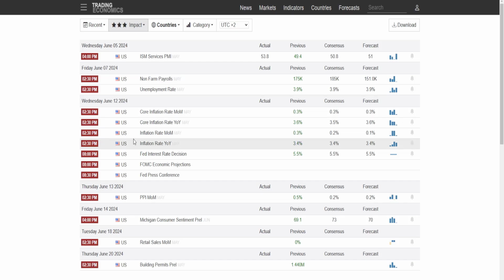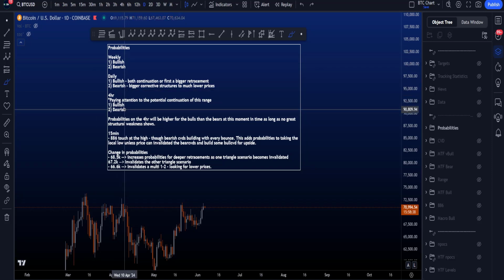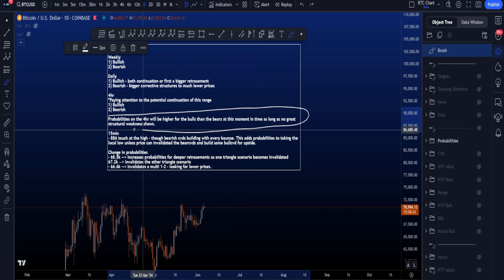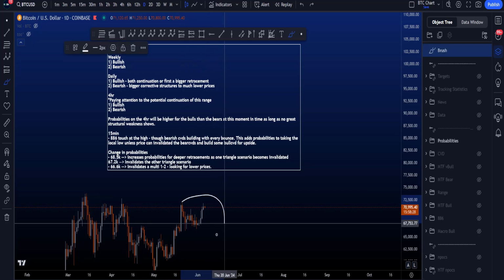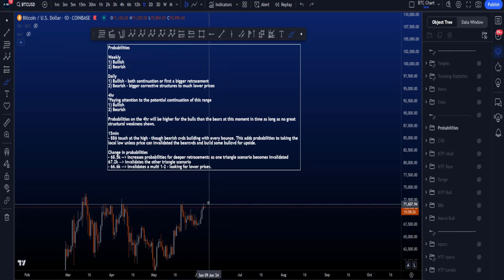Also next week, we have some interesting news on Wednesday, June 12th, as you can see here. So I do keep this date in mind for a potential bigger breakout at least. However, the probabilities on the 4-hour are higher for the bullish scenarios compared to the bearish scenarios at the moment, as long as we do not see any structural weakness on the chart locally.